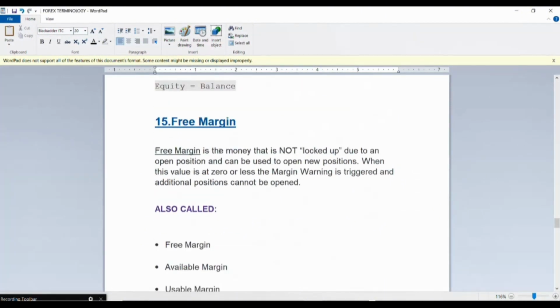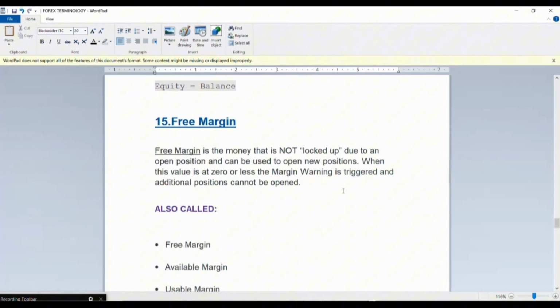Free margin. Free margin is the money that is not locked up. If you have an account balance, and your broker tells you to deposit a particular amount of money before you can take a trade. For example, if you have $1,000, your broker tells you to deposit $100 before you can open a position. You still have $900. So this $900 is your free margin.